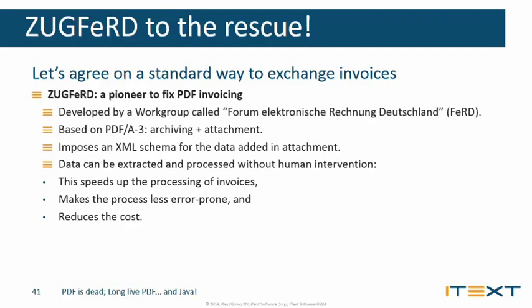So what the Germans said is, let's agree on a standard way to exchange invoices. So they had the Forum E-Rechnung. E-Rechnung is electronic invoice, Deutschland, and they created this ZUGFeRD standard based on PDF/A-3, so archiving plus an attachment, but they impose an XML schema for the data added in the attachment. So data can be extracted and processed without human intervention. So it speeds up the processing of invoices. It makes the process less error-prone, and it reduces the cost, which is also important.